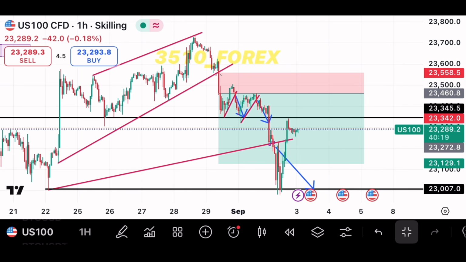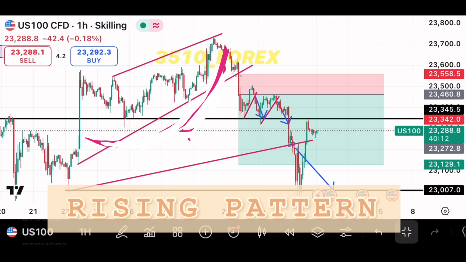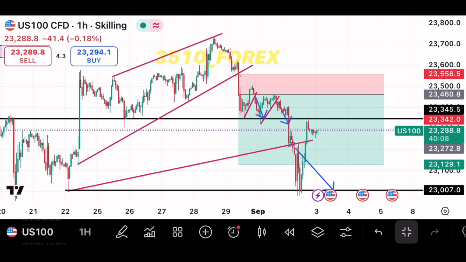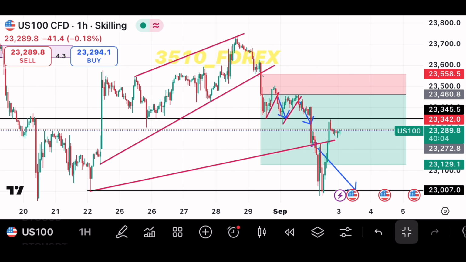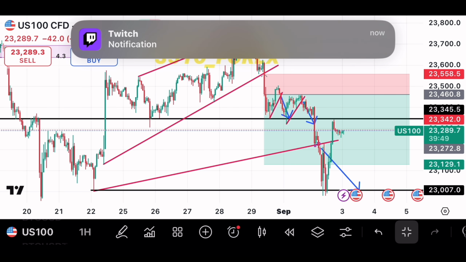As you see here, this is my 1 hour chart. What I noticed is a rising wedge pattern forming, which was a bearish signal from the start. This is everything I highlighted here. I'm putting my chart like this, but I will explain everything in the simplest way as I go forward in this video.